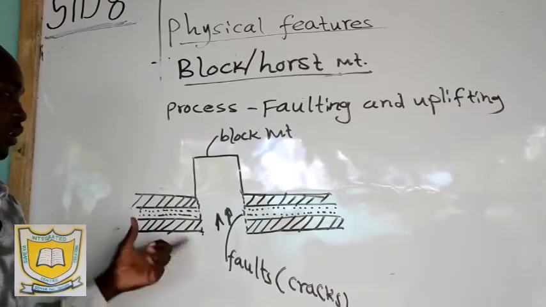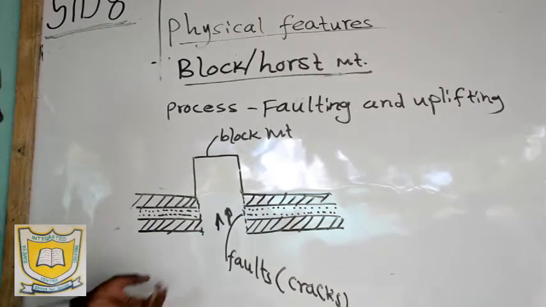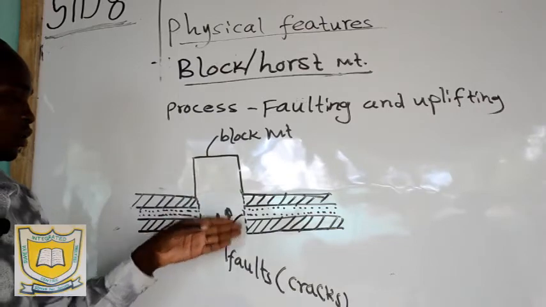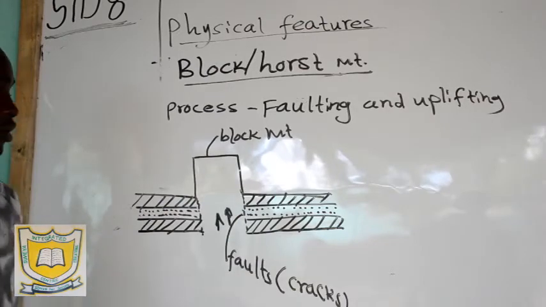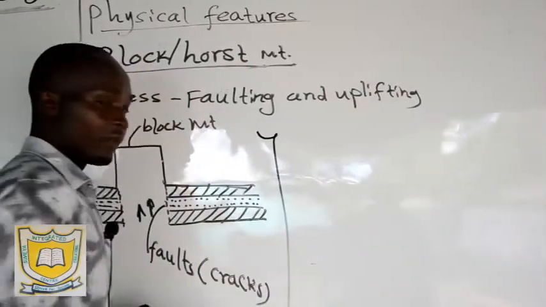So this is what you call a fault. These are just rocks, sediment of rocks, and so on. Then here we have cracks or lines because of the forces acting here. So the ones we call the faults. So we have examples. These are examples of block mountains in Africa.